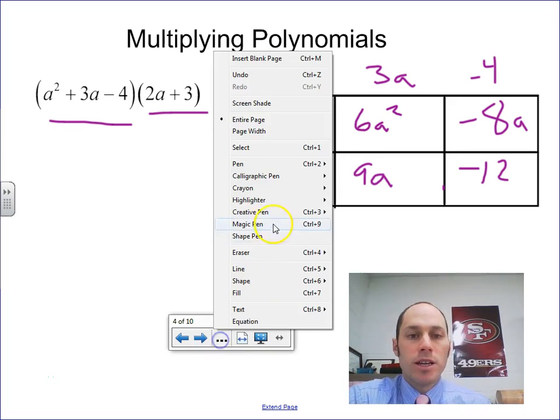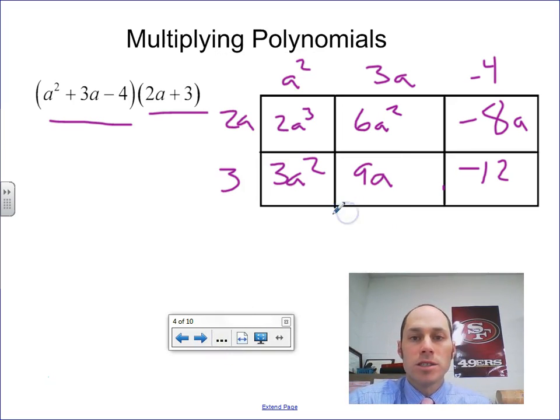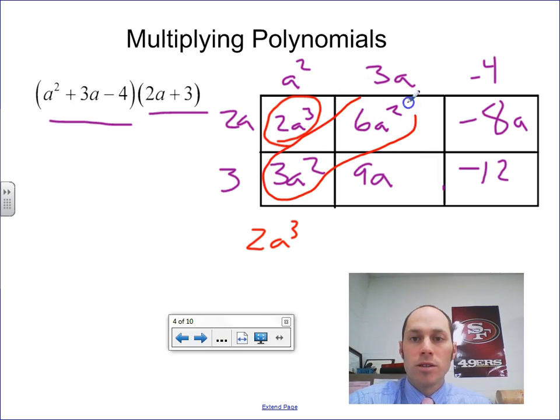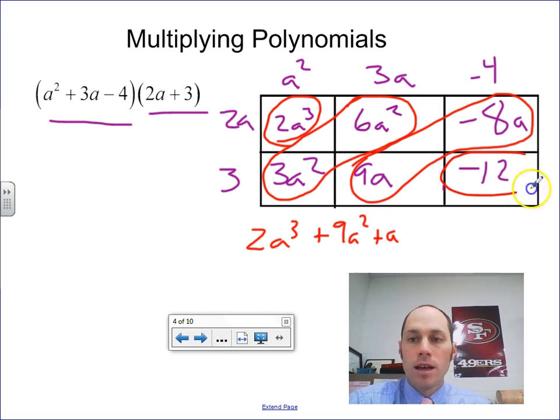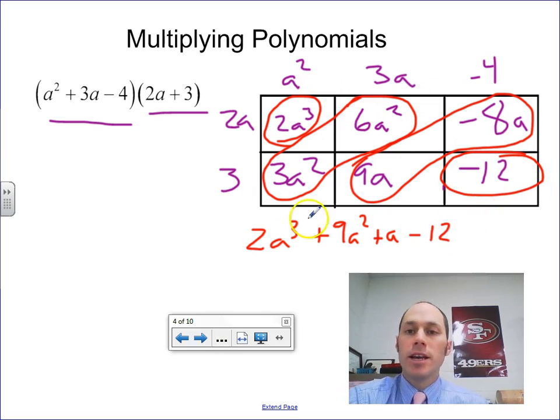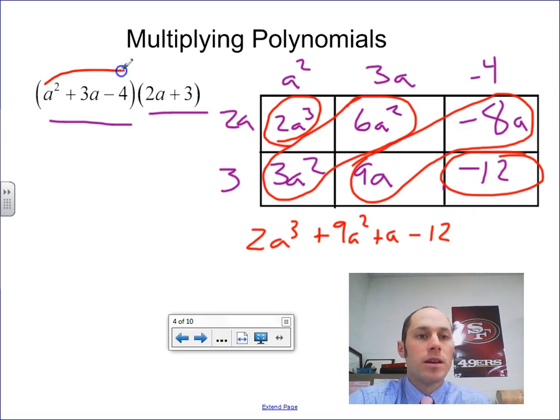And then at this point, I would need to look for like terms, starting with my largest degree, 2a to the third. Then we look for a squared. So I have 6a squared and 3a squared is 9a squared. When I combine those, then degree 1, 9a and minus 8a is positive 1a, just plus a, and then minus 12. So you can see how that area model lays it all out very nicely for you.